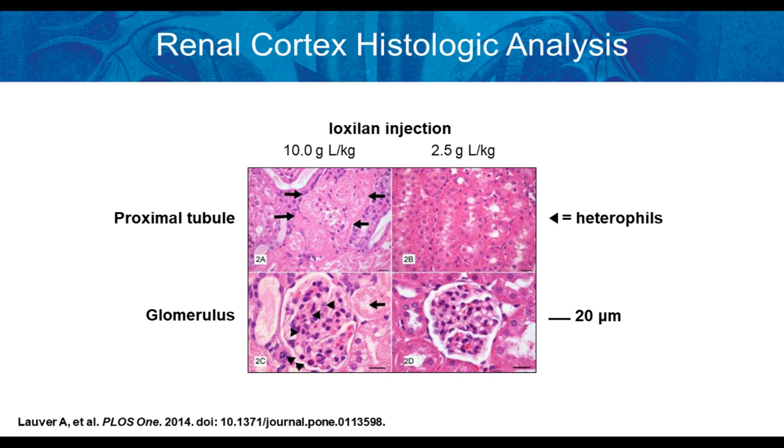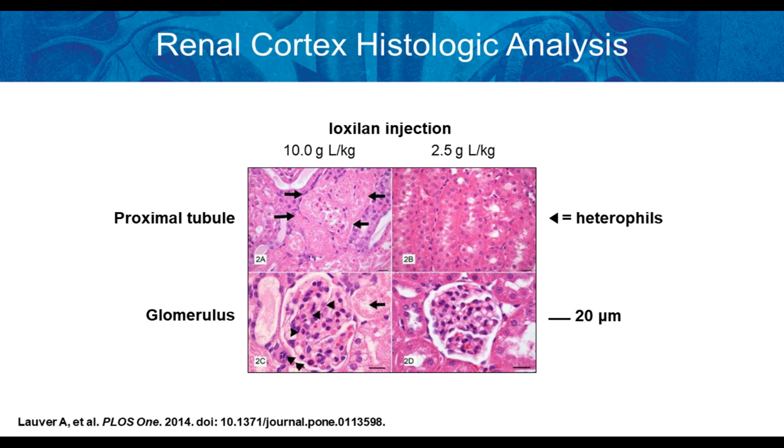And then on the right panels, 2B and 2D, you have a rabbit that got 2.5 grams iodine per kilogram. And in this rabbit, there is some swelling, but it's markedly less. So what I was surprised by was that even with a smaller amount of contrast, which actually corresponds to what about 10% of the patients in the cath lab are getting in contemporary practice, you will see some degree of injury in a healthy rabbit. This is a rabbit that has no chronic kidney disease.